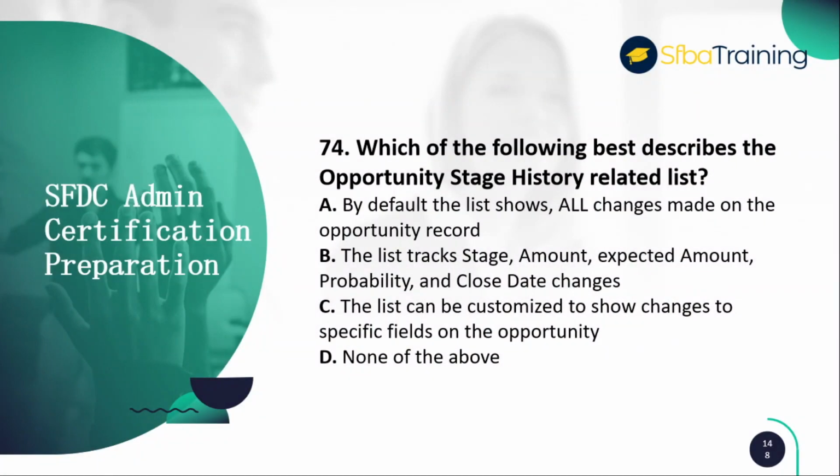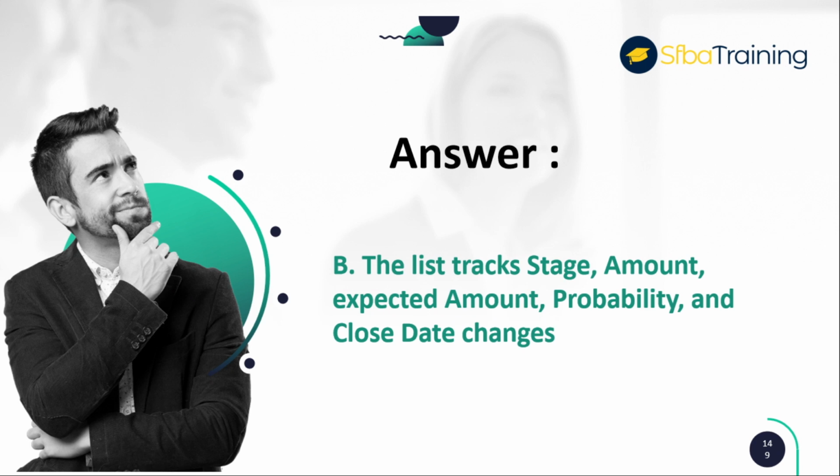Number 74. Which of the following best describes the opportunity stage history related list? A, by default the list shows all changes made on the opportunity record. B, the list tracks stage, amount, expected amount, probability, and close date changes. C, the list can be customized to show changes to specific fields on the opportunity. D, none of the above. The answer is B, the list tracks stage, amount, expected amount, probability, and close date changes.